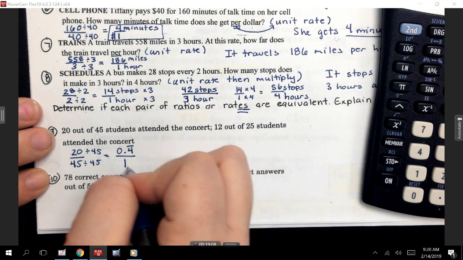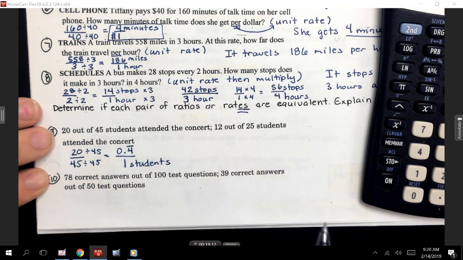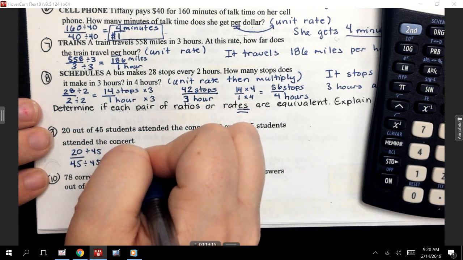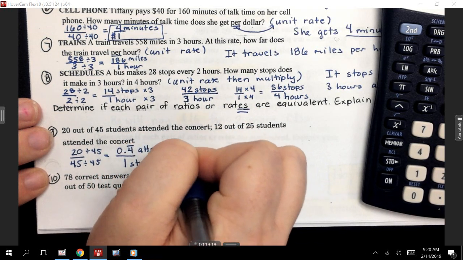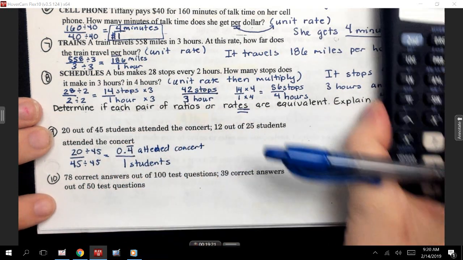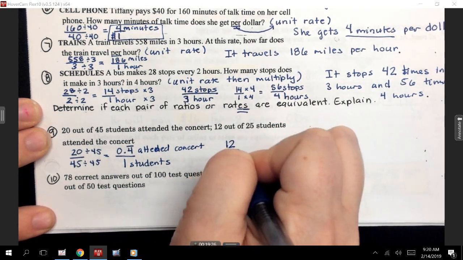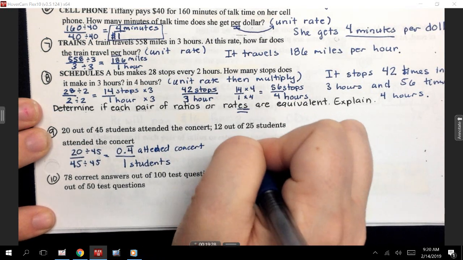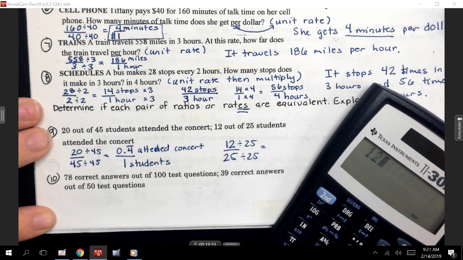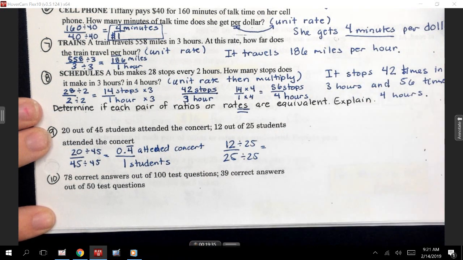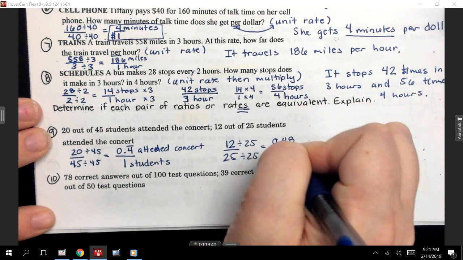Remember, the bottom was talking about the students. What's the top number talking about? The ones that went to the concert. So attended concert. Okay? And then I need to do 12 and 25 as well. So I'll do 12 on top, 25 on bottom. Dividing by 25. 12 divided by 25. So I get 0.48 this time on the top and 1 on the bottom.